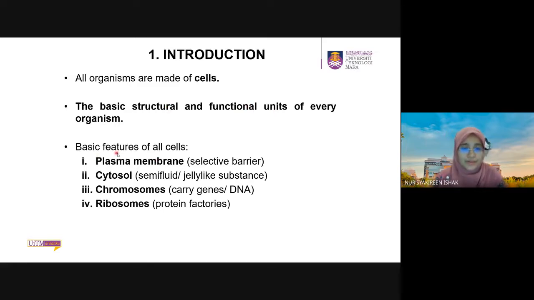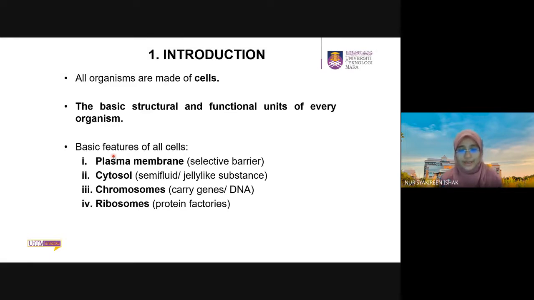Okay, so a basic feature of all cells is that all cells will have a plasma membrane, okay? The plasma membrane functions as a selective barrier. It controls what goes in and out of the cell, okay? And it also separates the components of the cell from the extracellular fluid, for example, or from the outside environment of that organism. And then you have cytosol, okay?